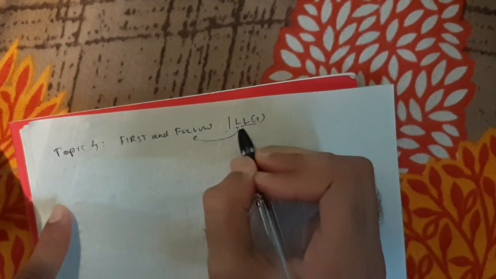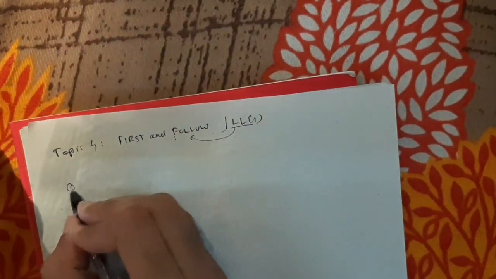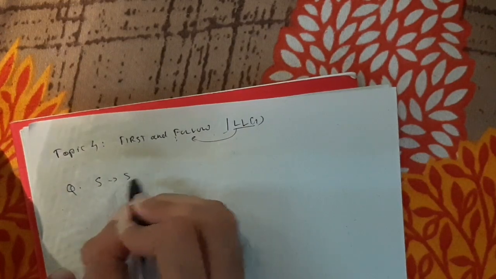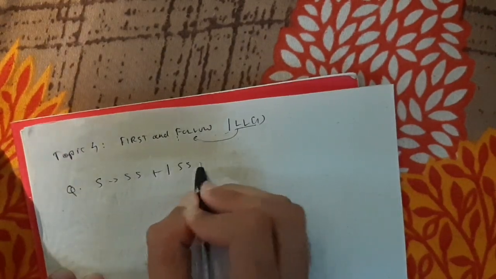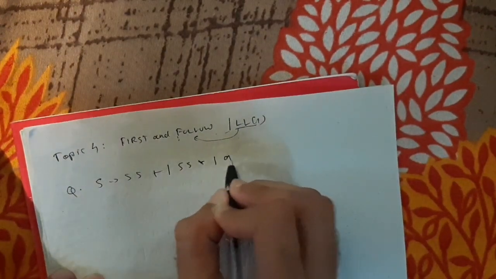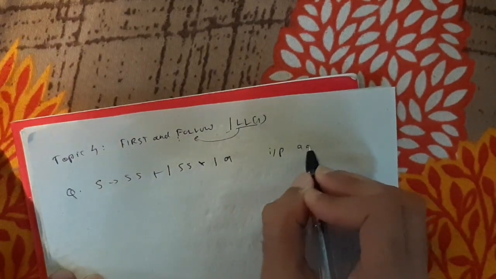To solve LL(1), you need to know how to solve First and Follow, so we'll be covering both topics together. This is the question which is given to us: S goes to SS+ | SS* | a, and the input which is given to us is aa+a*. So let's find out.